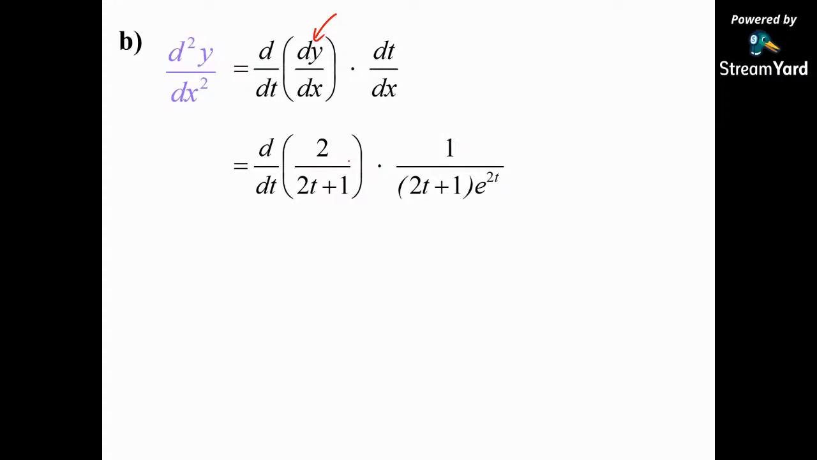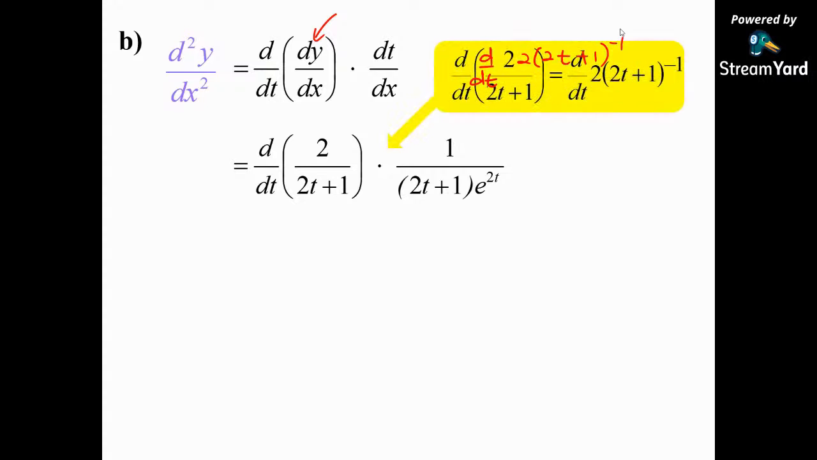Right, so this one, I'm going to use the power rule. So I'm going to bring them up. So this is (2t plus 1) to the power of negative 1. So we are going to differentiate (2t plus 1) to the power of negative 1. Bring the power down, copy down the function, deduct 1 from the power, and then differentiate the function. Okay, so we are going to get negative 2 times (2t plus 1) to the power of negative 2 times 2. So once we differentiate 2t plus 1, we are going to get 2. Multiply with 1 over (2t plus 1) e to the power of 2t.